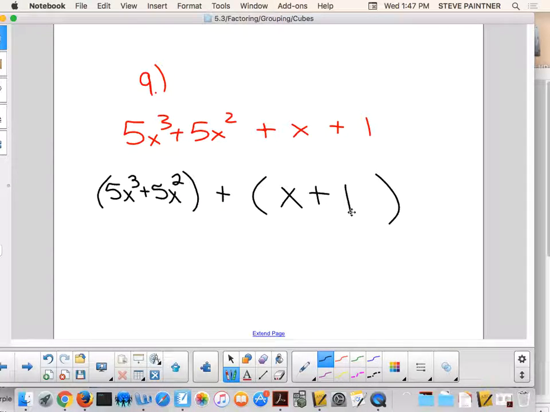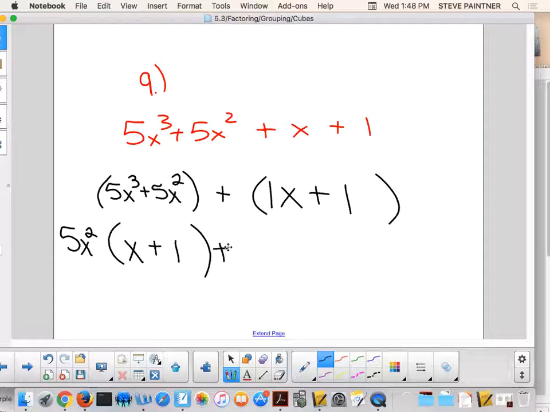Which seems weird, doesn't it? Only a little. Because the second one doesn't look like there's any GCF, and there's supposed to be a GCF in both groups. Is there a GCF in this group? Yeah, 1. There's a 1 here and a 1 there. So the greatest common factor is 1, which seems ridiculous to take out a 1. But watch what happens. Here you take out 5x squared, and what's left is x plus 1.